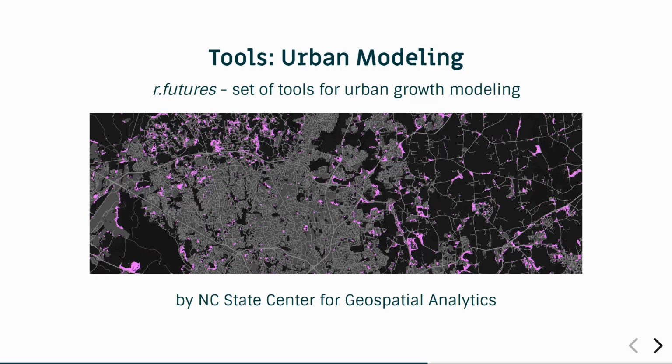And another strong area of GRASS is environmental modeling. We are using GRASS that way at the Center for Geospatial Analytics, and one of our flagship models is FUTURES, which is an urban spread model or urban growth model. And this one is very good at capturing how the landscape will look with the new growth. So this model is implemented as a set of tools inside GRASS.